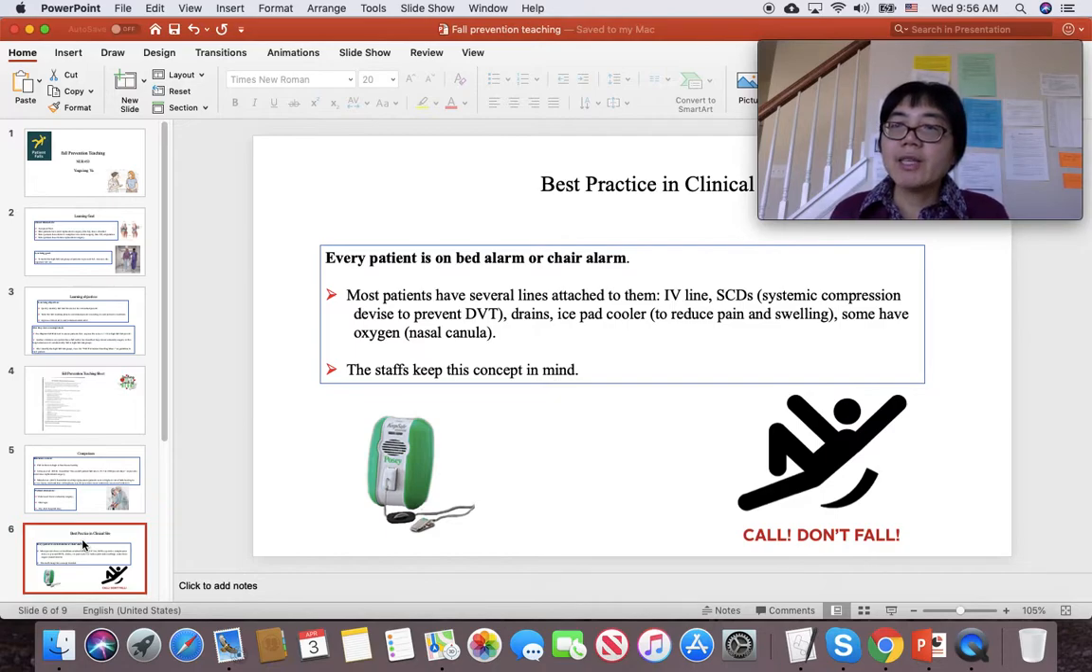Besides their age, their lower extremity surgery, and their short hospital stay, my patient also has these characteristics. After the surgery, they have IV lines, and because of the lower extremity surgery, they have a high incidence of developing DVT. So every patient has SCDs, a sequential compression device.